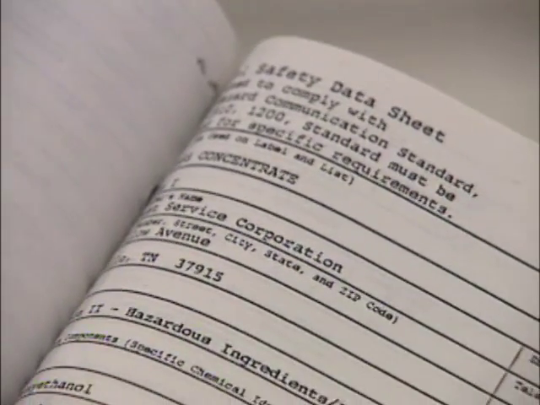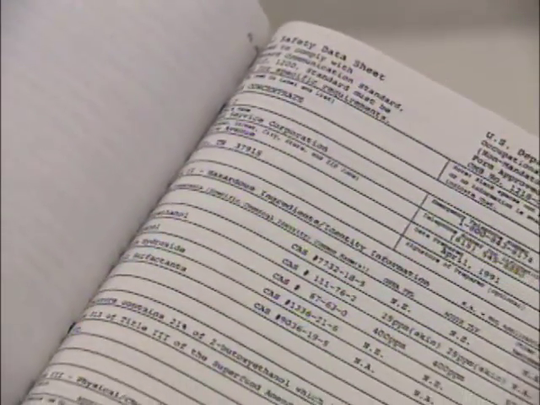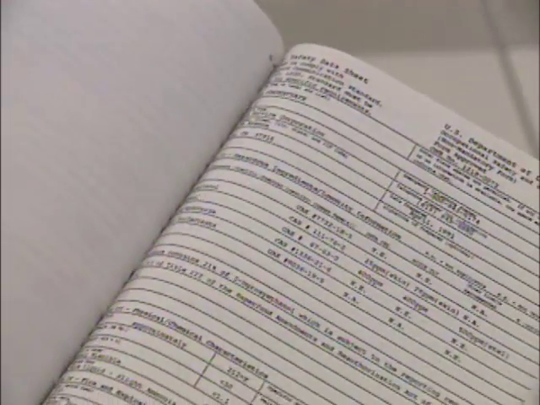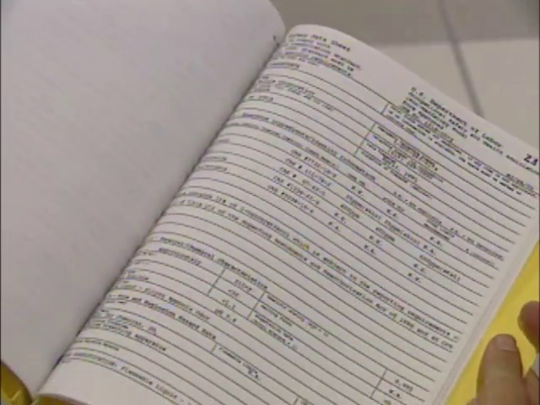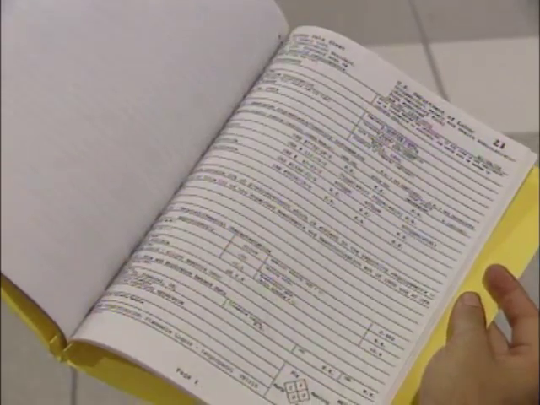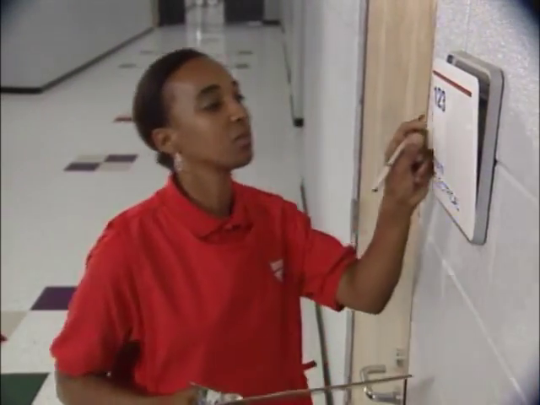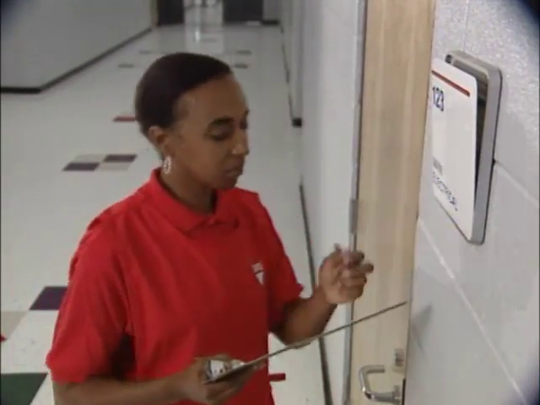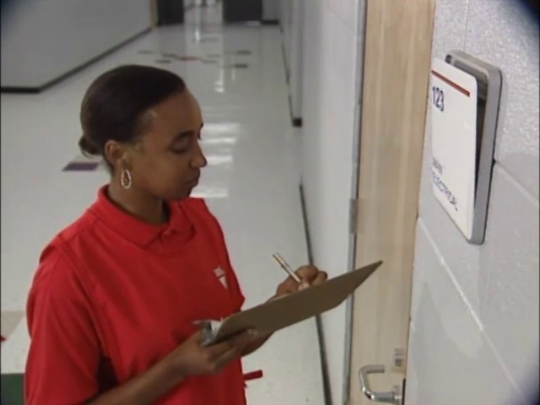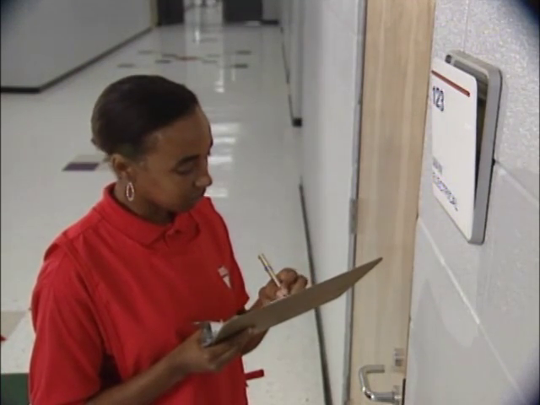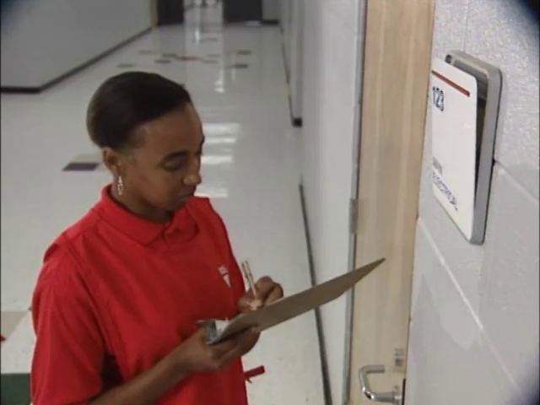Always remember that material safety data sheets, also known as MSDSs, are available for all products you will use during your cleaning procedure. Check with your supervisor on where they are located. As you begin, inspect the common areas for any items that need repair. Make a note and report these to your supervisor.